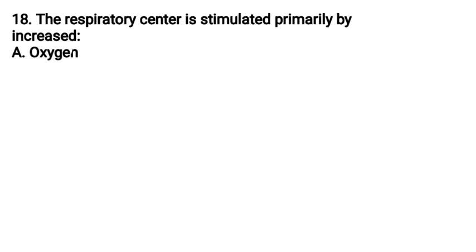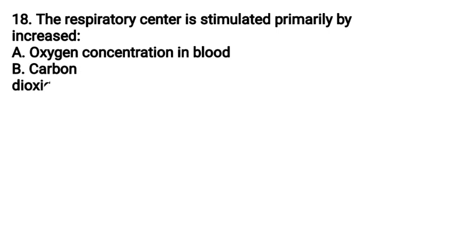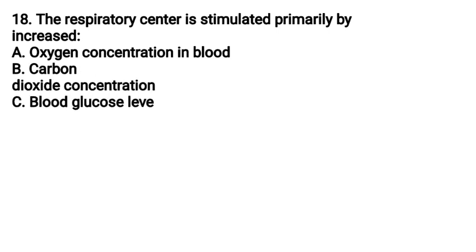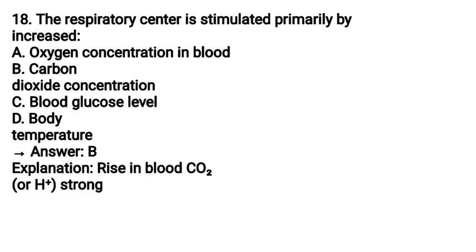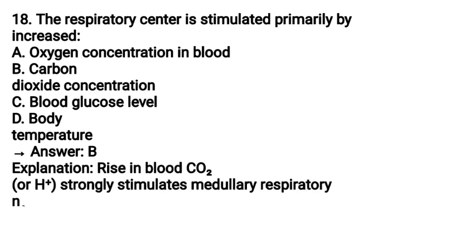18. The respiratory center is stimulated primarily by increased: A. Oxygen concentration in blood, B. Carbon dioxide concentration, C. Blood glucose level, D. Body temperature. Answer B. Explanation: Rise in blood CO2 or H+ strongly stimulates medullary respiratory neurons.